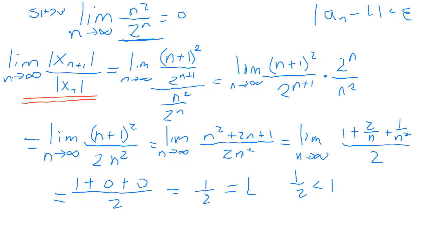We showed that x_{n+1} over x_n is equal to a half, which is less than 1, which means the original limit must converge and is equal to 0. Right, it must converge to 0. Okay, fine, I understand it now.